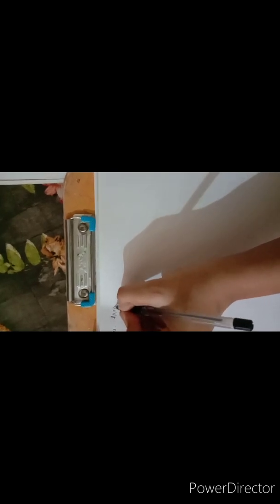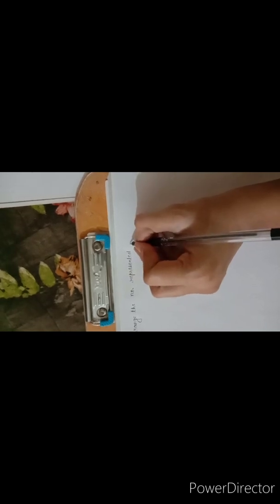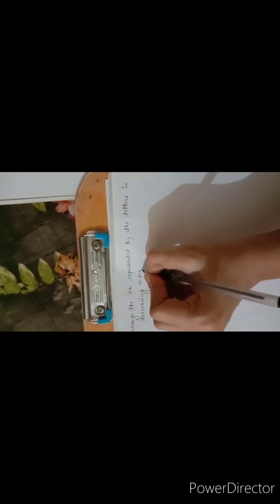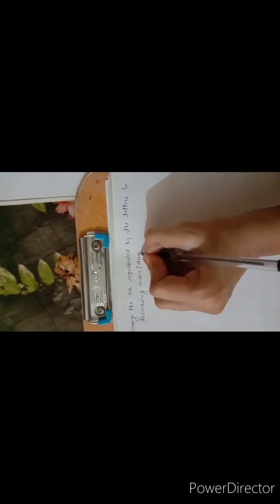Now the next way of comparison is comparing the numbers with the help of a number line. So note the second question. Arrange the numbers represented by the letters in decreasing order or descending order.